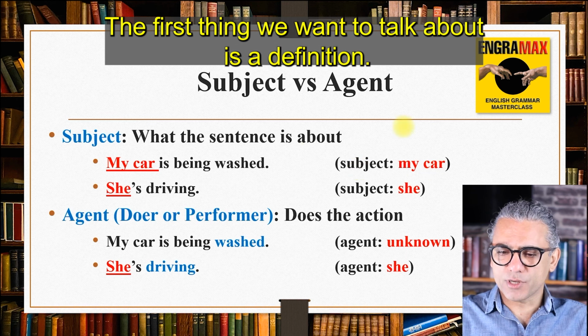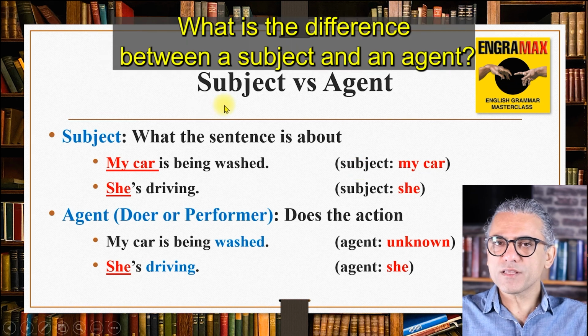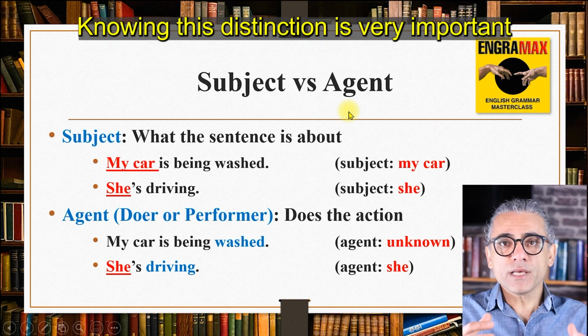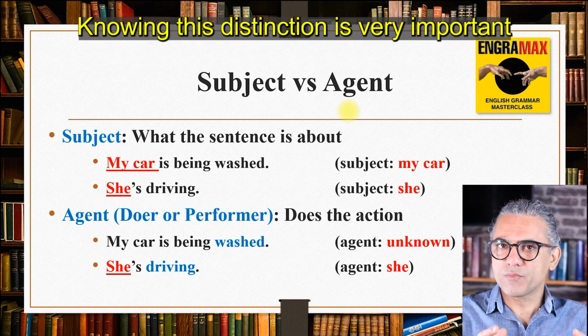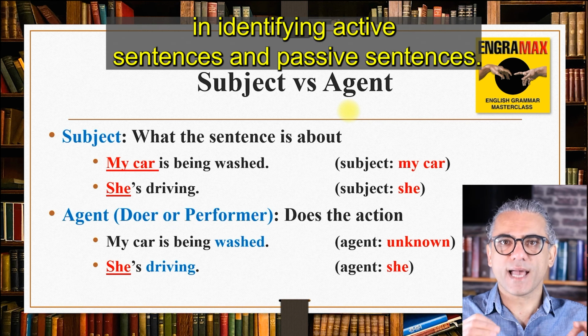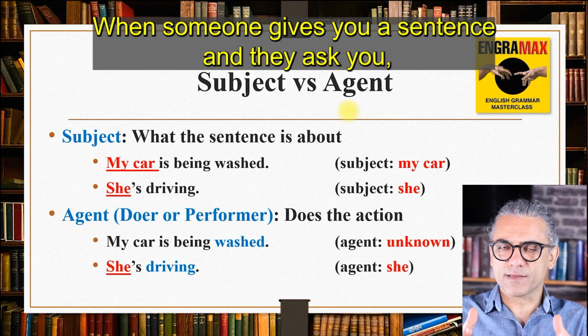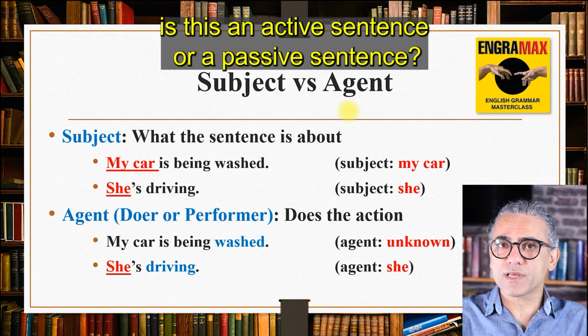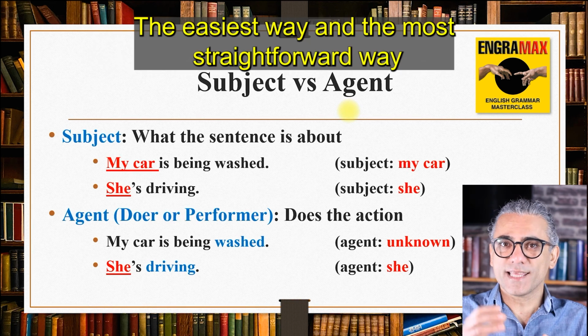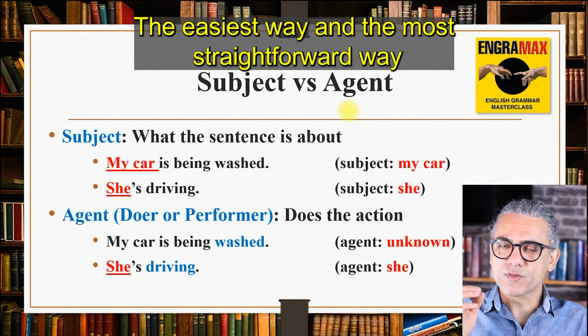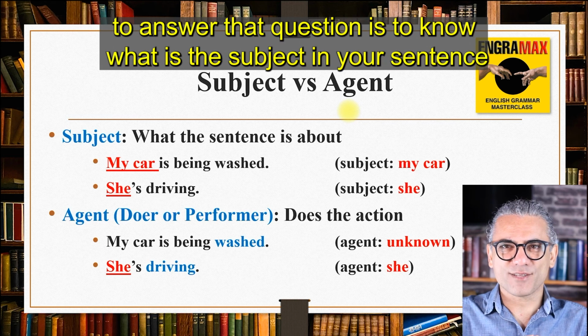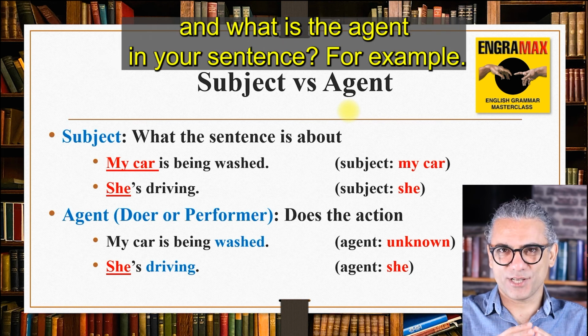The first thing we want to talk about is a definition. What is the difference between a subject and an agent? Knowing this distinction is very important in identifying active sentences and passive sentences. When someone gives you a sentence and asks you, is this an active sentence or a passive sentence? The easiest and most straightforward way to answer that question is to know what the subject is in your sentence and what the agent is in your sentence.